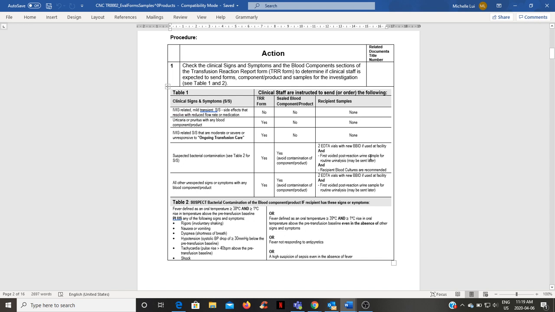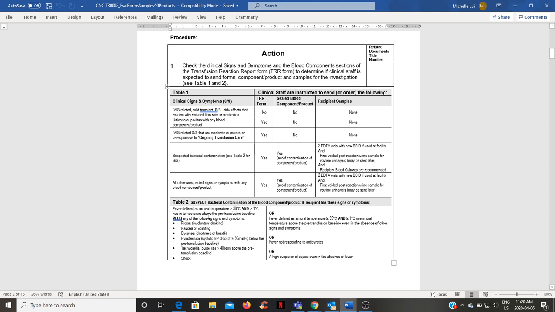These instructions are also located on the back of the transfusion reaction report form. So the ward always has access to those instructions. So let's see here. Does this make sense? We'll go down the column here. Not IVIG related, not urticaria or pruritus. Is there suspected bacterial contamination? Well, we'll get there in a second. All other unexpected signs or symptoms. Yes, we need a form. Yes, we need the component back. And yes, we need samples. And a first voided urine is recommended.